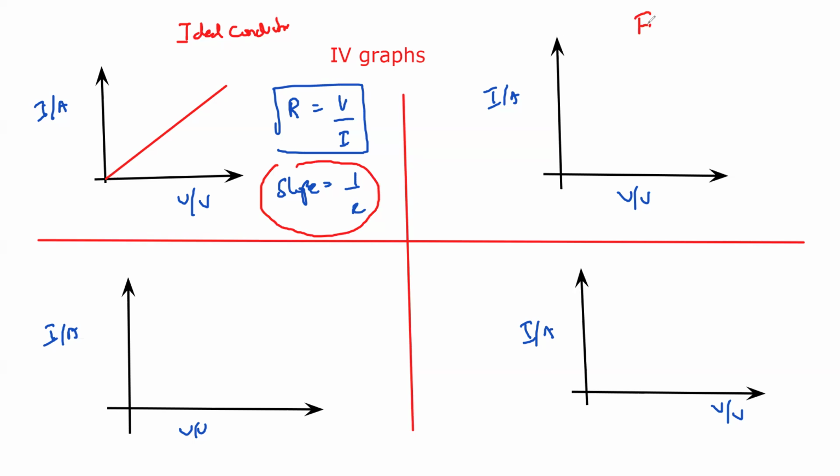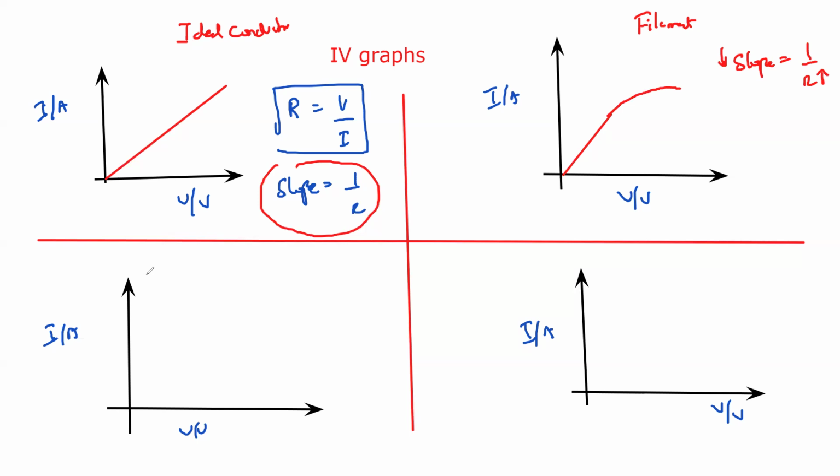But if we have a filament lamp, initially when we increase the voltage, the current will also increase. But as the filament gets hot, the increase in temperature increases the resistance, and we know slope and resistance are inversely proportional. So if the resistance increases, the slope will decrease. So the gradient or the slope of this graph will decrease. This is for the filament.